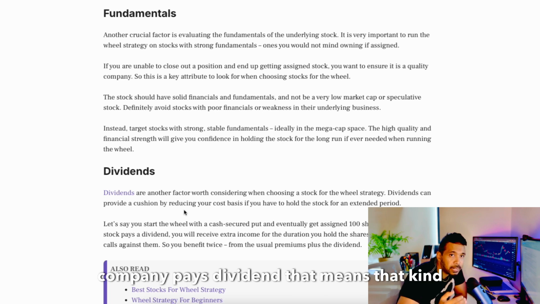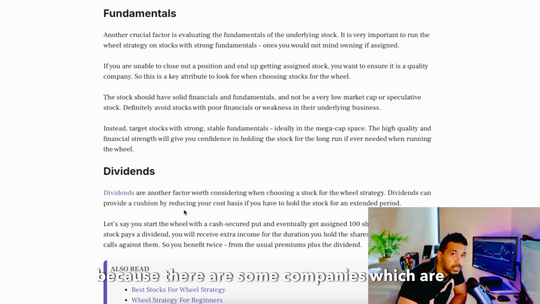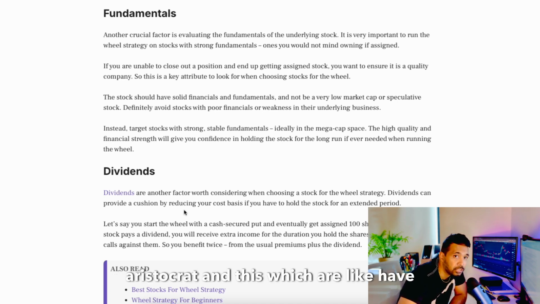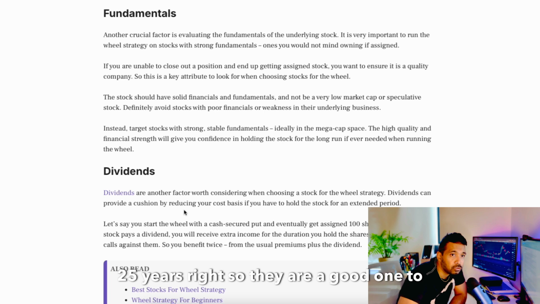Because if a company pays dividends, that tells you that they are fundamentally strong companies. There are some companies called dividend aristocrats, which have been paying dividends for the last 25 years. So they are a good one to run the wheel on. Like for example, a Walmart stock.